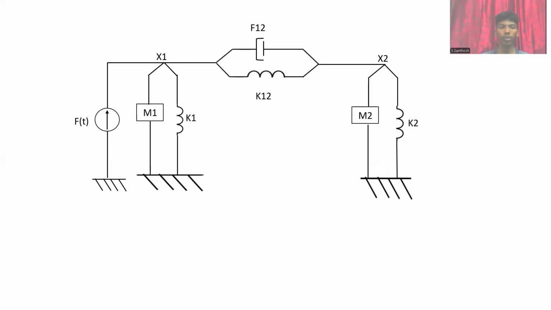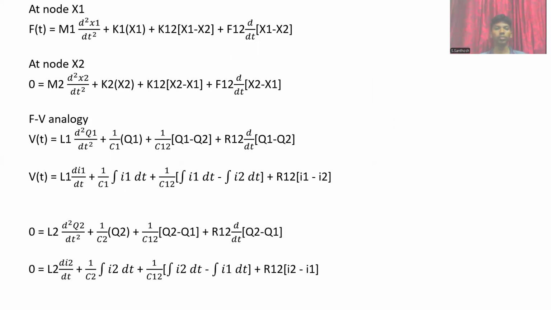So now let's see the equation at node x1. F of t equals m1 d square x1 by dt square plus k1 x1 plus k12 into x1 minus x2 plus f12 d by dt of x1 minus x2. And at node x2, 0 equals m2 d square x2 by dt square plus k2 x2 plus k12 into x2 minus x1 plus f12 into d by dt of x2 minus x1.